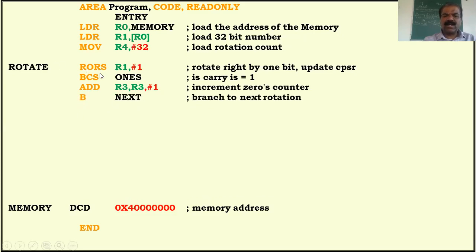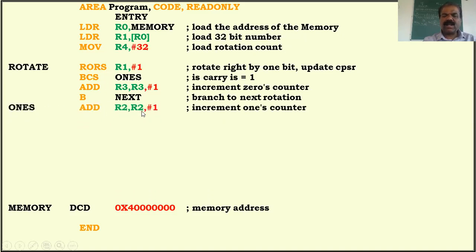Suppose rotate the content of R1 towards right. How many times? One time. Assume this time carry flag is set. If carry flag is set, then branch to this location. Branch if carry flag is set to where? Once. Then the control comes here.